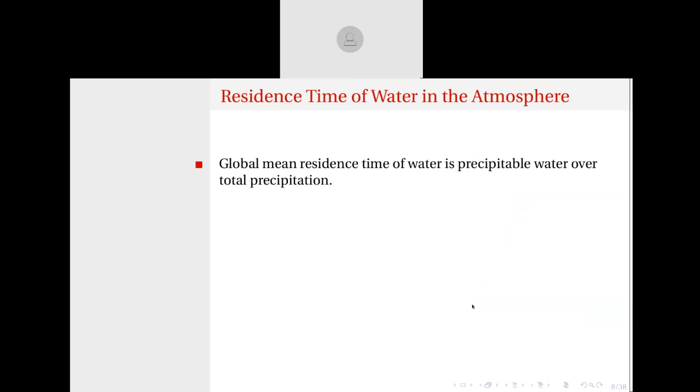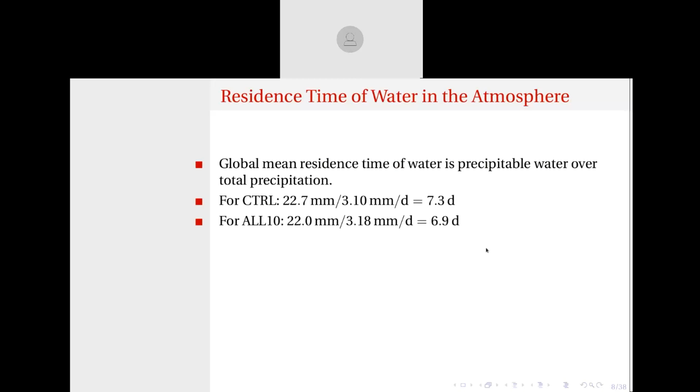Another way to think about what's going on is in terms of the water budget. If you look at the global mean residence time of water in the atmosphere, just total water over total precipitation. For the control run, it's a little bit on the low side, actually, for a GCM. It's a little over 7 days. The all-10 run goes down to 6.9 days. So the message that I get from this is that enhanced precipitation is drying out the atmosphere.